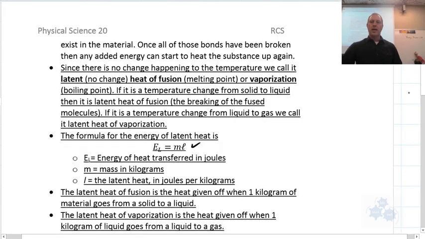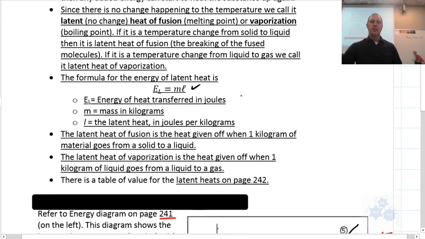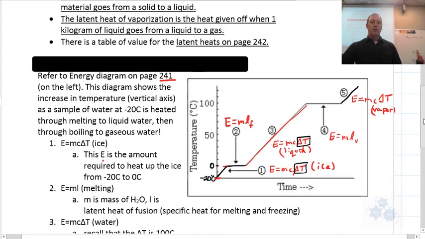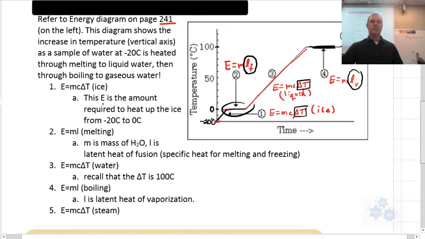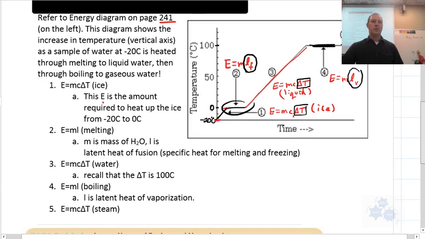So E equals mL, remember, latent heat. Latent heat of fusion is where the melting point is. Latent heat of fusion, right here, that's LF. And latent heat of vaporization, LV, corresponds to the boiling or the change of state from liquid to gas. Okay. And so, yeah, you can check your textbook out there, but those are those ones.